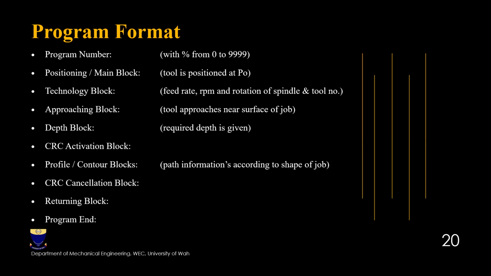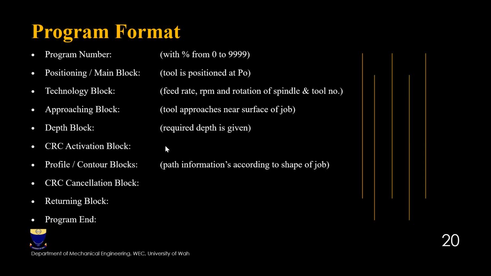You have to tell the machine at which part of the program you have to activate the CRC, to the left or to the right. Profile control: path information according to the shape of the job, which is the profile of the job that has to be done, which we will discuss in the next slide, but we will just take a glimpse of that in this lecture as well. After that, the CRC cancellation block, in which you have to cancel the CRC, whether it is G41 or G42. You could cancel the CRC G41 or G42 during the program if it is required.